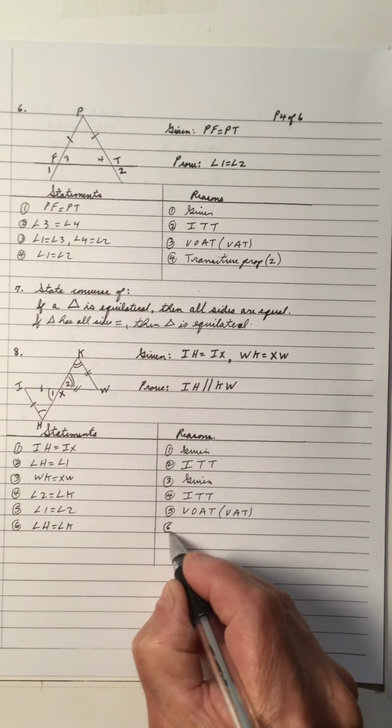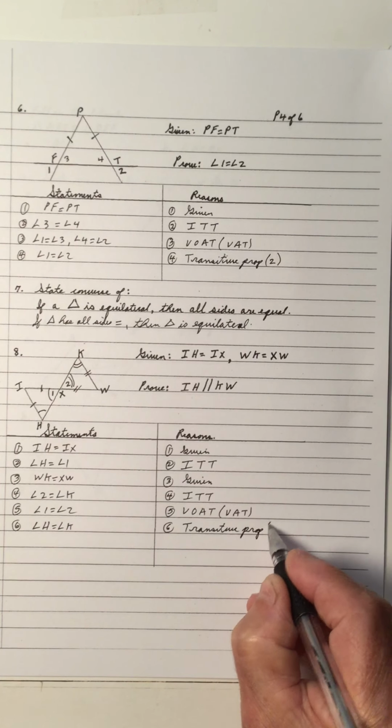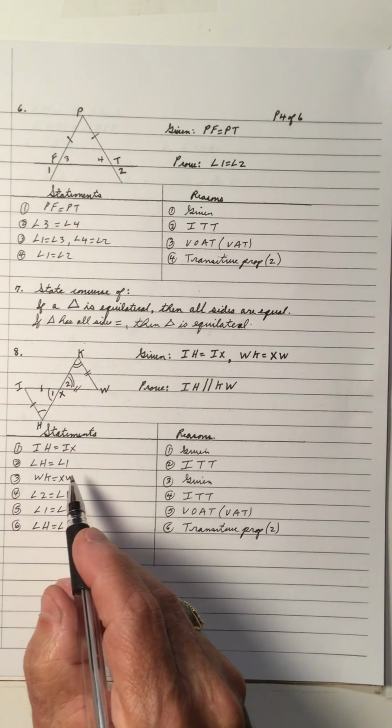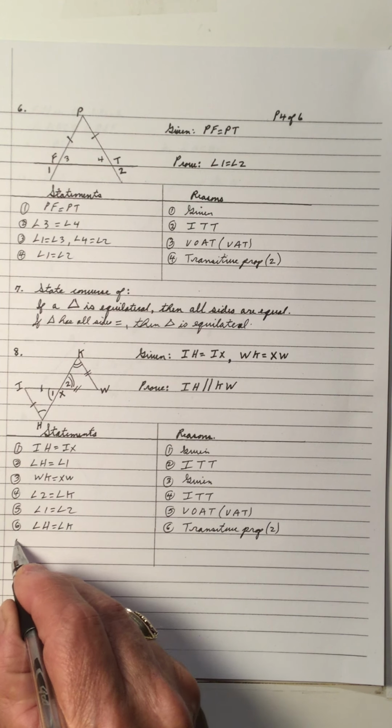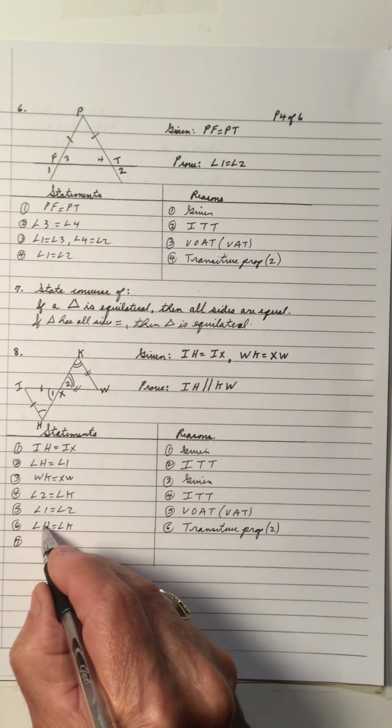But again, we have to do it twice. In other words, what we're saying, H equals 1 and 2 equals K, but we got 1 equals 2. So 1 equals 2, we have H equals K. 1 equals 2, H equals K, transitive property. Twice. And number 7, we got the angles equal.